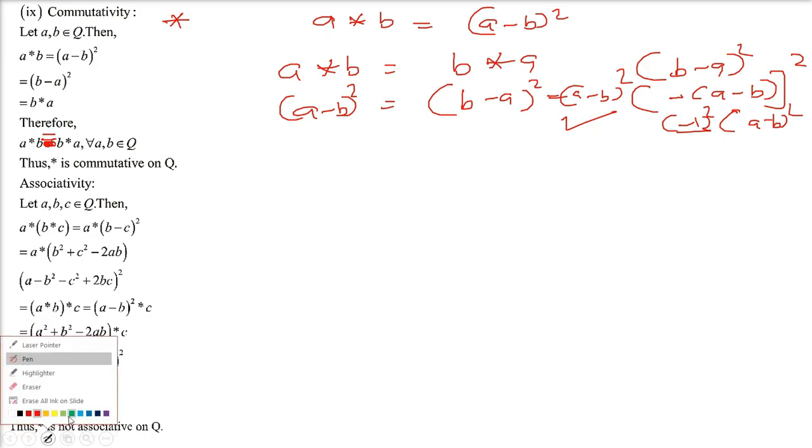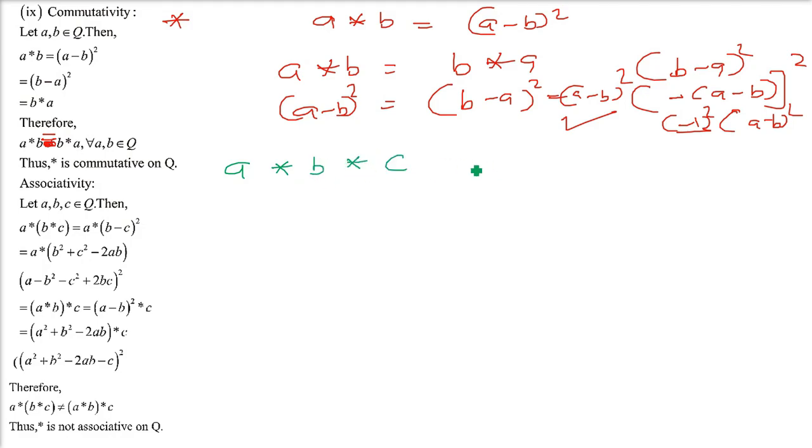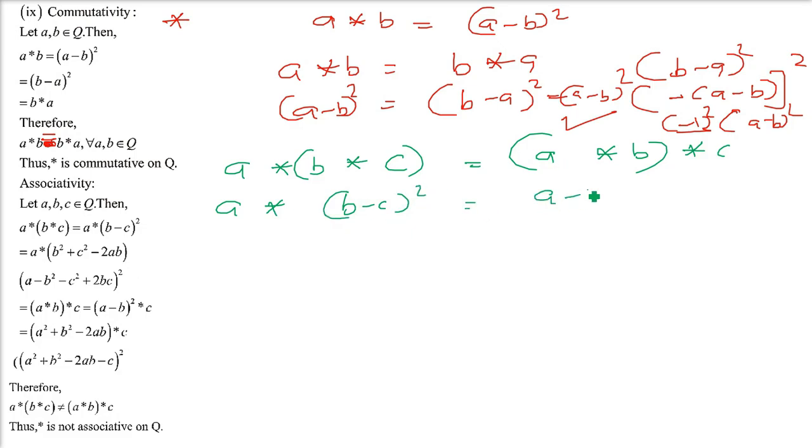Coming to associative. Now in associative, you have (A star B) star C equals A star (B star C). If they are equal, then it is associative, otherwise not. So A star B is (A minus B) whole square, and star C. We'll take both values, subtract them and square them. That is ((A minus B) whole square minus C) whole square, and then we will square all of them.